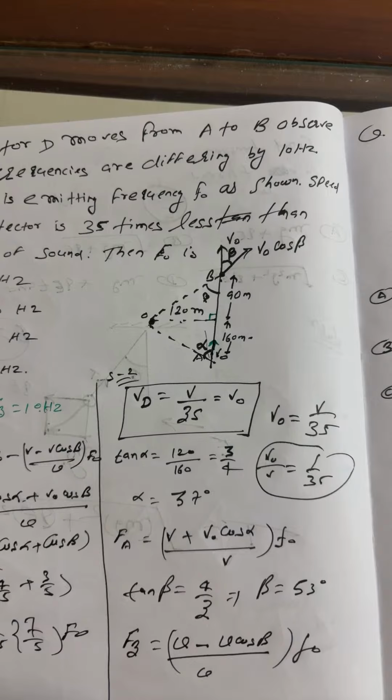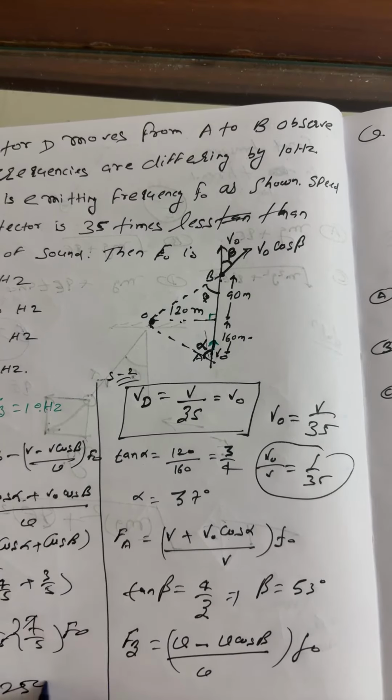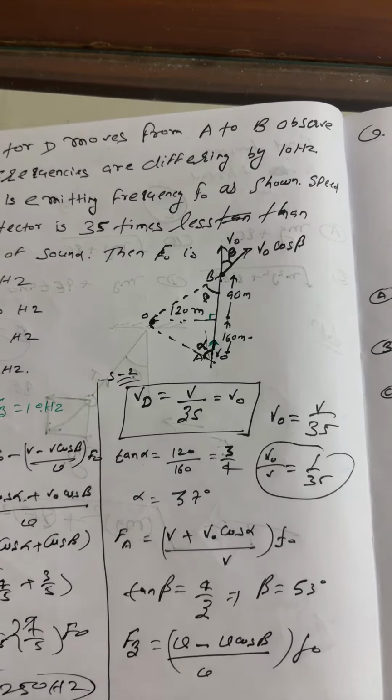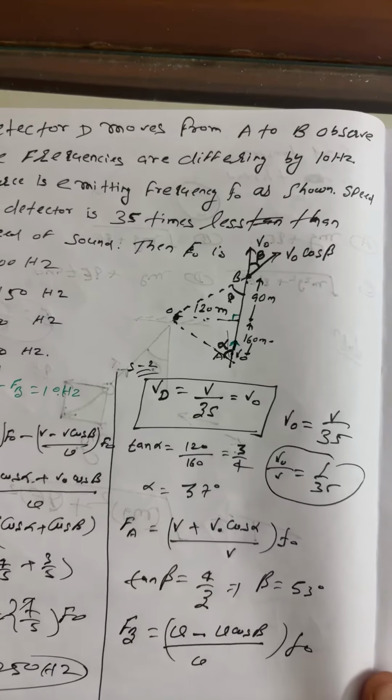We will get the answer. How much is the answer coming here? 7 by 5 into 1 by 35 into 250 gives 250 hertz.